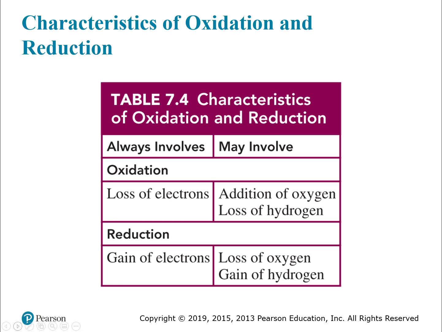This table summarizes oxidation and reduction. So when you have oxidation, it always involves loss of electrons. What that may look like in terms of a chemical reaction is the addition of oxygen or the loss of a hydrogen. It doesn't have to, but those are 2 examples. With reduction, you're always going to gain electrons. What it might look like with the chemical reaction is loss of an oxygen or the gain of a hydrogen.